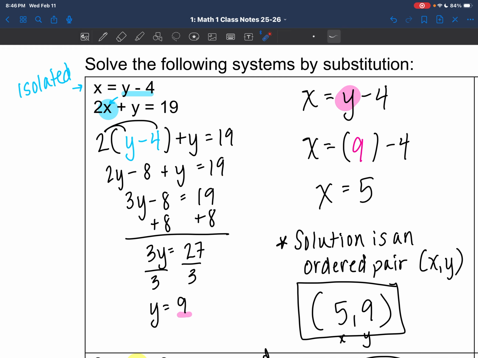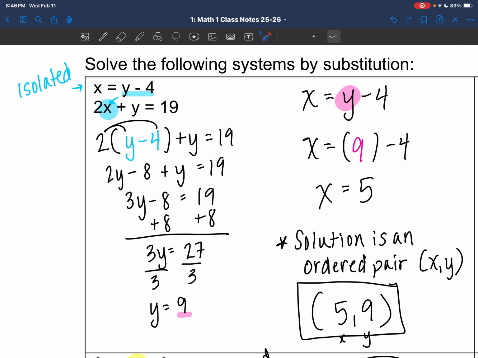All right, so we're almost done. Now we know what one of the variables is. We're going to plug it into either equation. It doesn't matter which one, but I usually try to pick the easier equation. So now wherever I see y, I'm going to substitute in 9 instead. And now 9 minus 4 is 5.